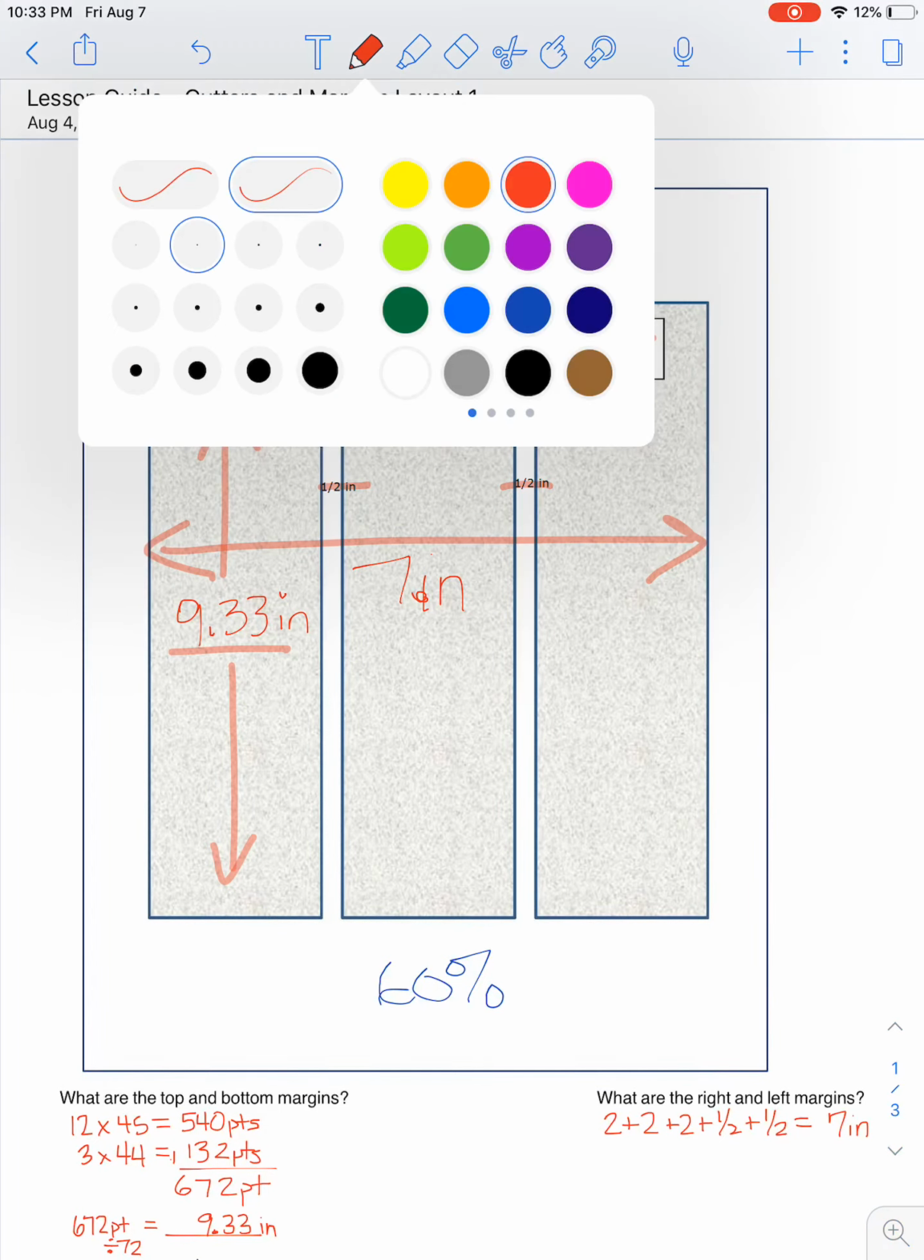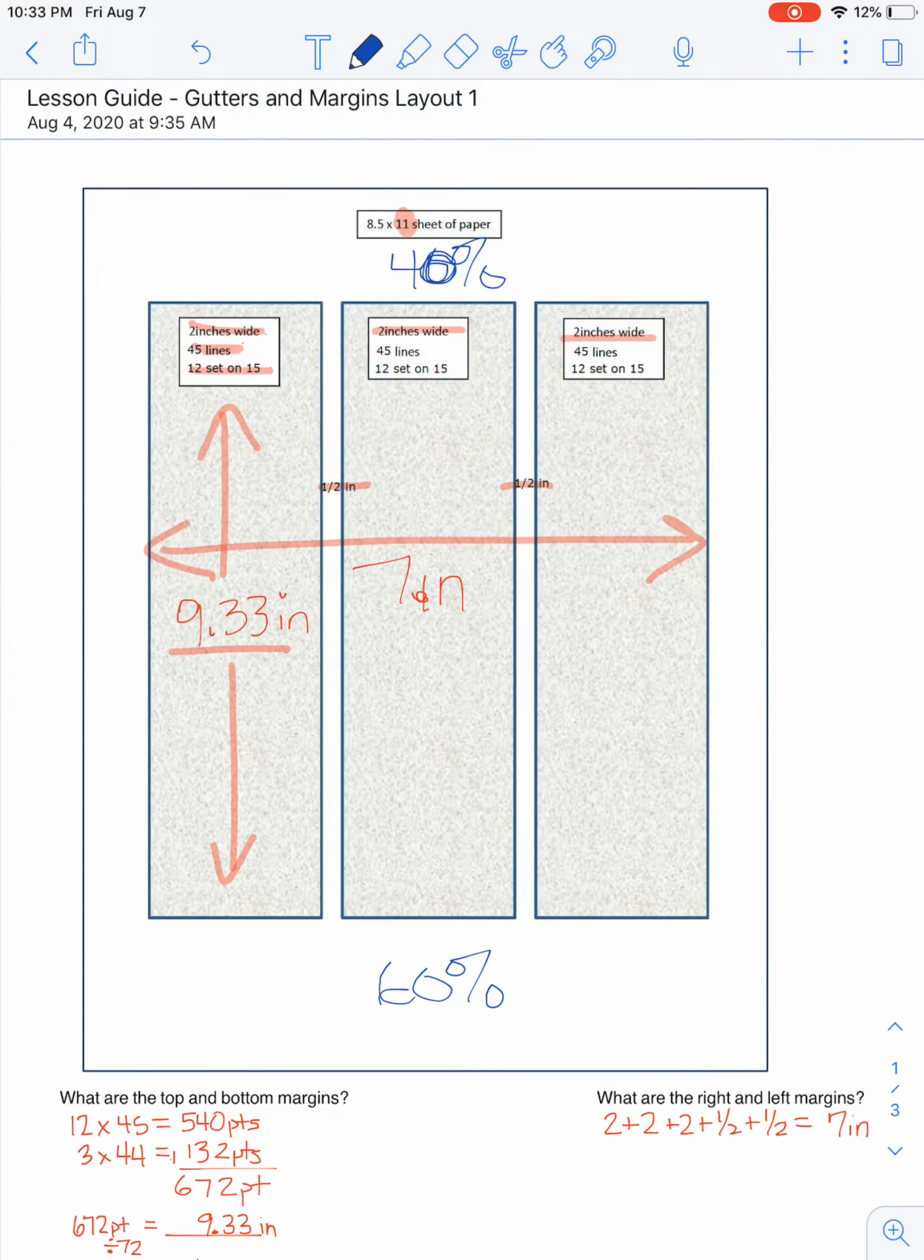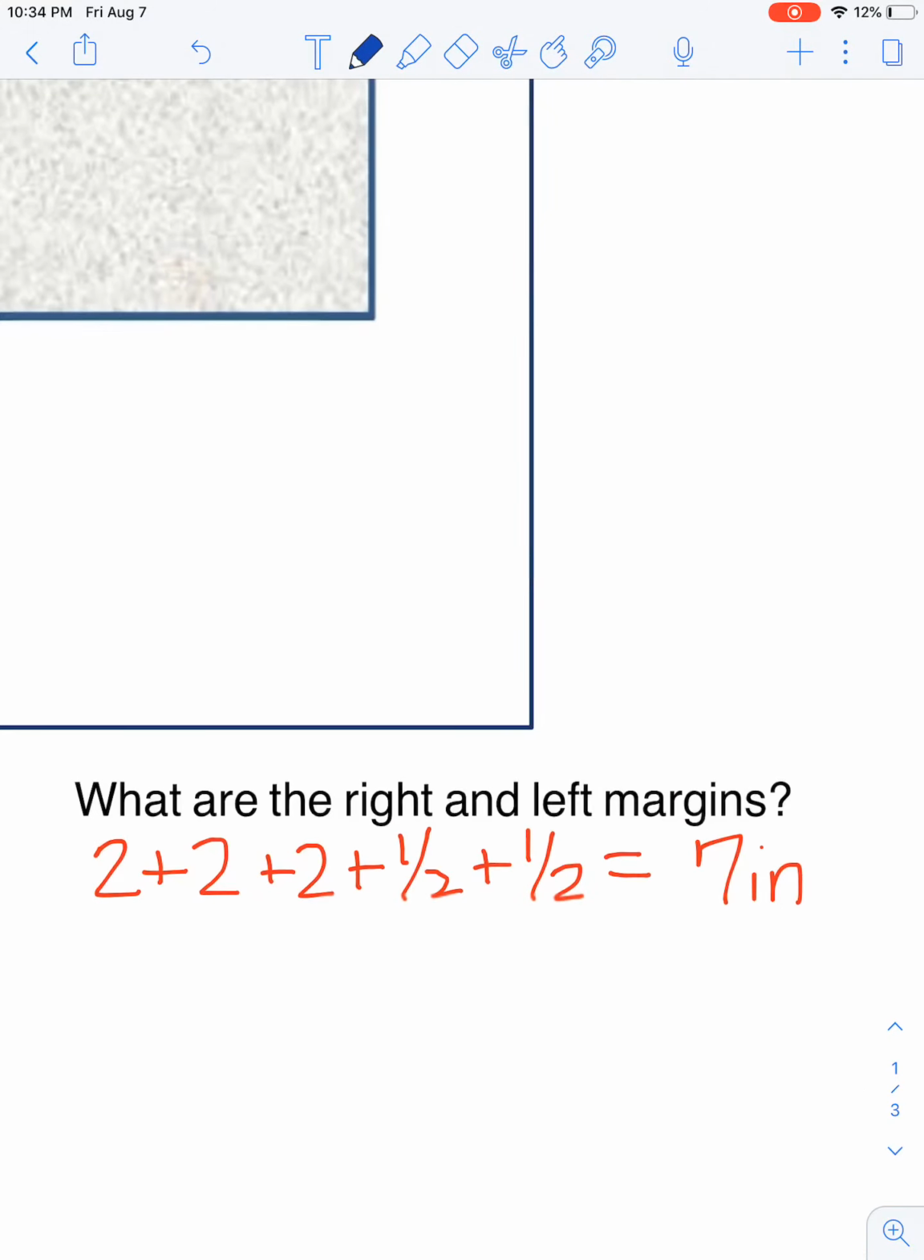Again, when you do margins, you want to think about how much space is left over. We have an 8.5 inch wide sheet of paper. So we would take our 8.5 and subtract out the 7 inches. That means that we have 1.5 inches of unused space horizontally.